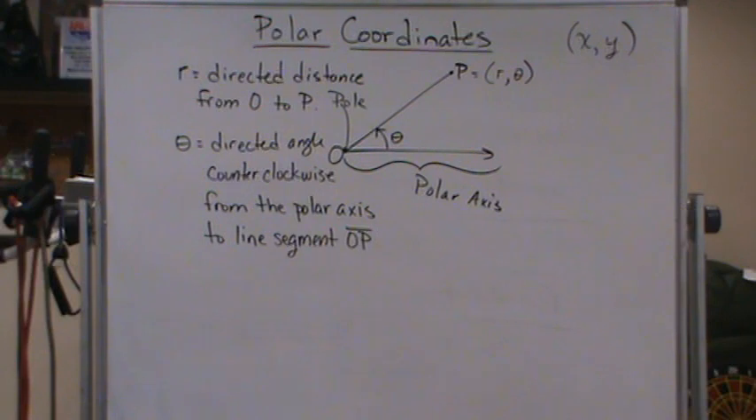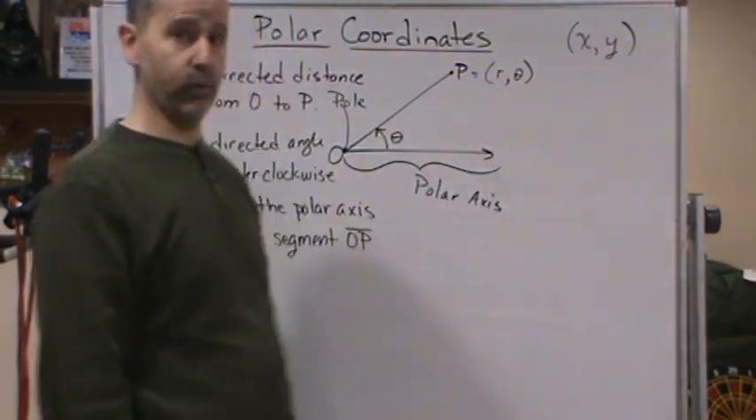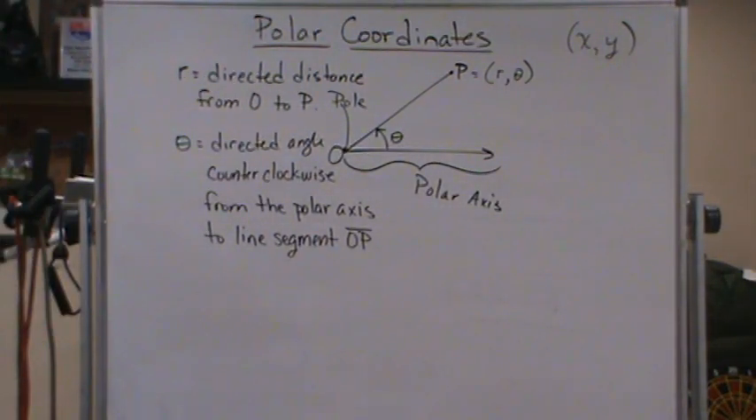So anytime we describe points using r, comma, theta, we're using the polar coordinate system instead of the rectangular coordinate system that we're used to using. Okay, and that's it. Now we're going to do some examples of how to write things in polar coordinate form.